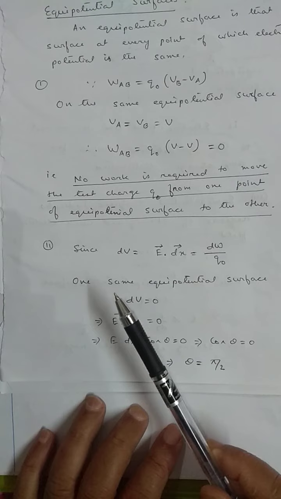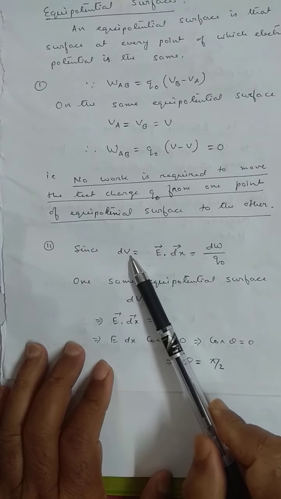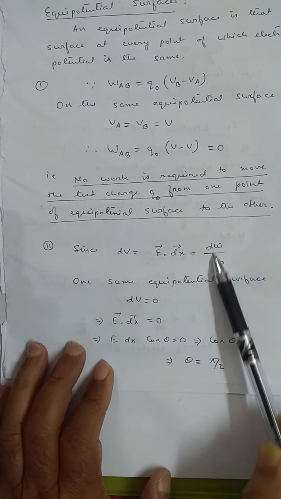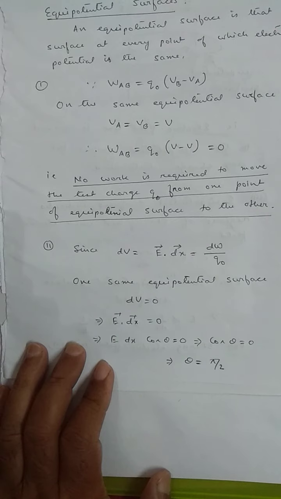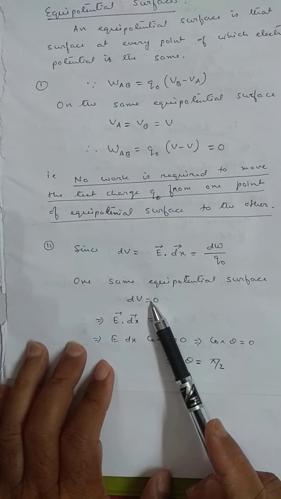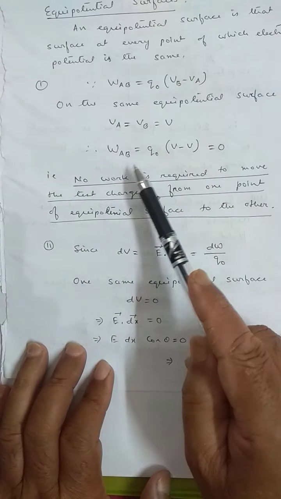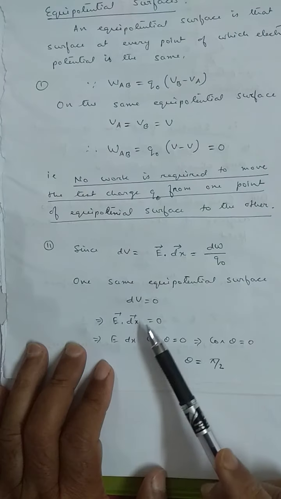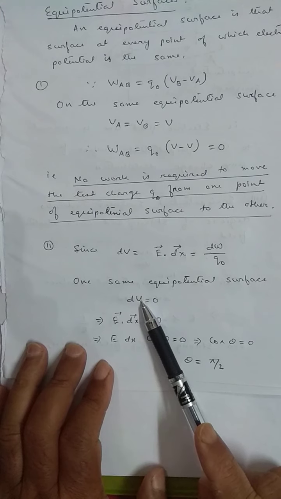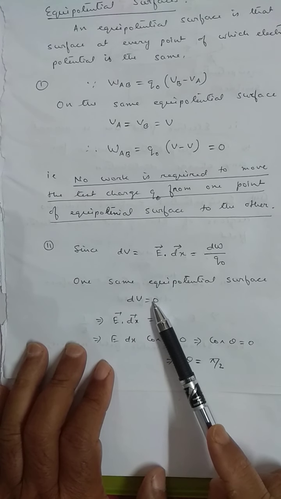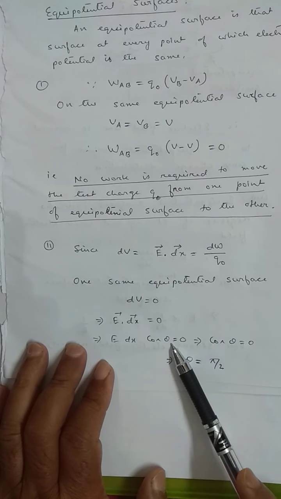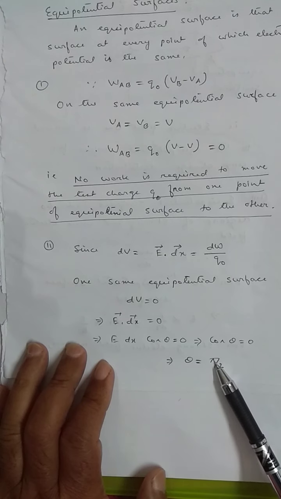The other characteristic is this: what is dV? dV is equal to E dot dr, that is, dW by Q0, from the definition. Since on an equipotential surface the potential has the same value at every point, dV is equal to 0. So the difference of potential between any 2 points is 0. That means E dot dx is equal to 0, so cos theta must be 0. So theta is 90 degrees.